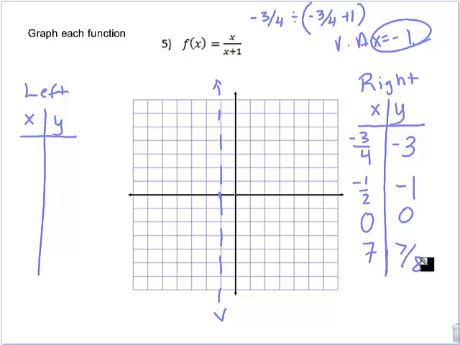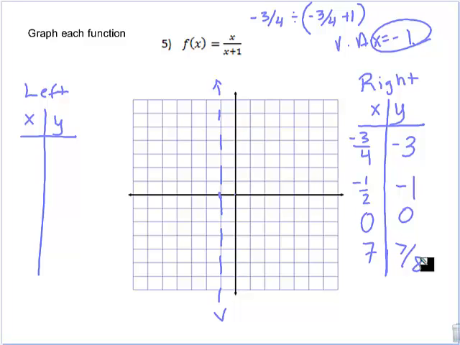Once again, if you are not good at fractions, if you're not good at seeing where these fractions are, that's fine. Use decimals in your XY chart, like negative 0.8, negative 0.5. Your values don't have to be the same as mine. You're still going to get an accurate graph.